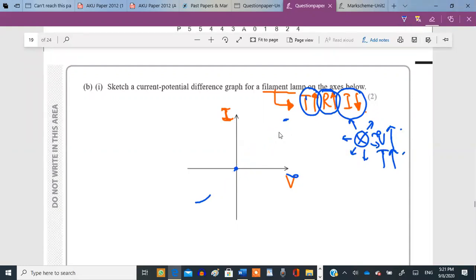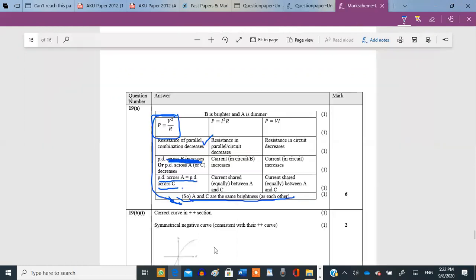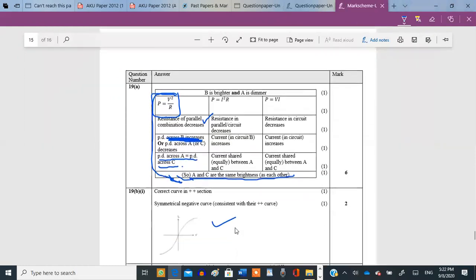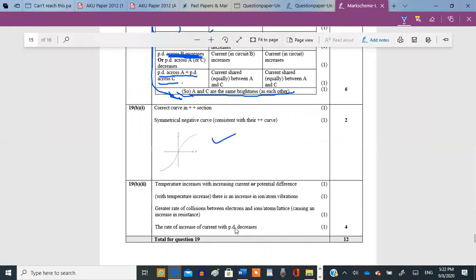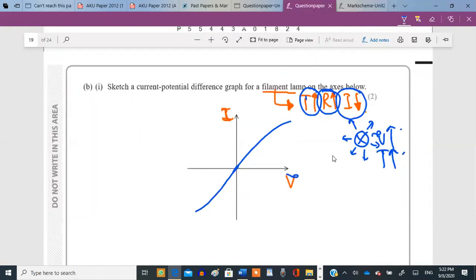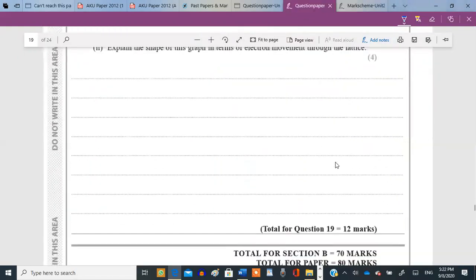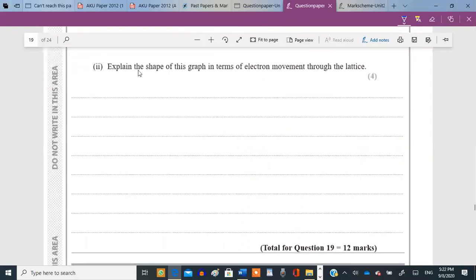Let me make it properly. So this is actually going to be a curve which will go in both directions, somewhat like this and a curve like this. Clear? This is what the marking scheme said. Exactly the same question came in the Cambridge paper.